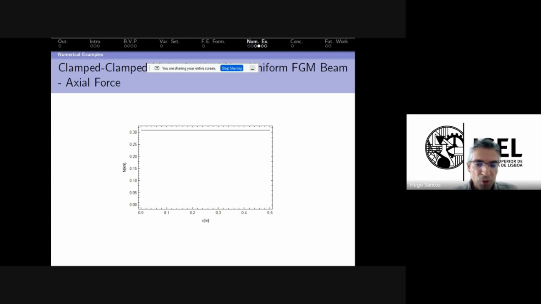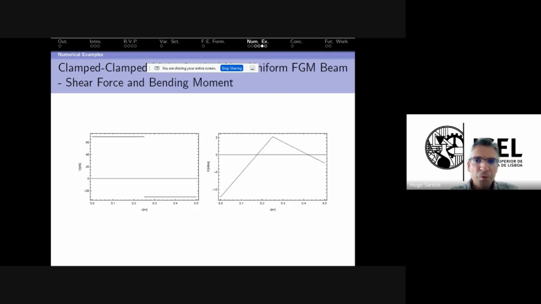As you can see, although there is no axial force applied, due to the functionally graded response of the material we are getting axial forces, shear force and bending moment. As you can see, both distributions are entirely continuous, regardless of this discontinuity here in the shear force, which is due to the applied load. This discontinuity corresponds exactly to the shear force applied at the beam.